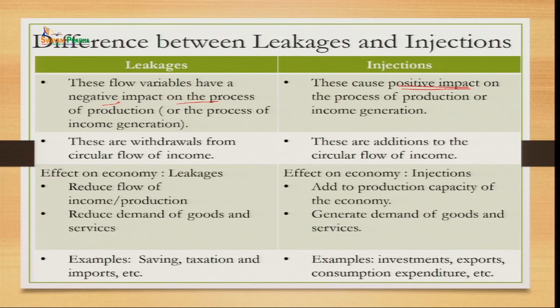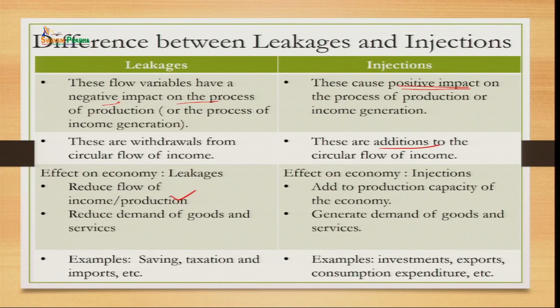Like I said, the money which we take out from the circular flow will constitute a part of leakage, whereas these are the additions, this is the injection, the investment you are making again to that flow. So these are the additions of income to the circular flow. And if you look at the effect of these leakages on the economy, first of all we are saying there will be a reduction in the flow of income and production, right?